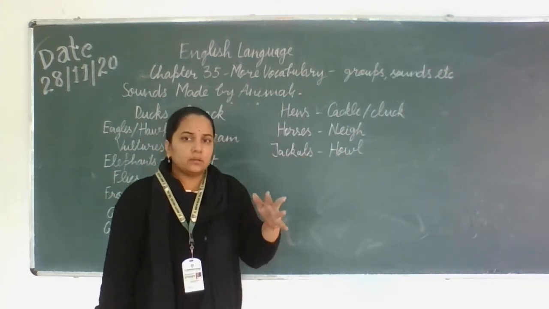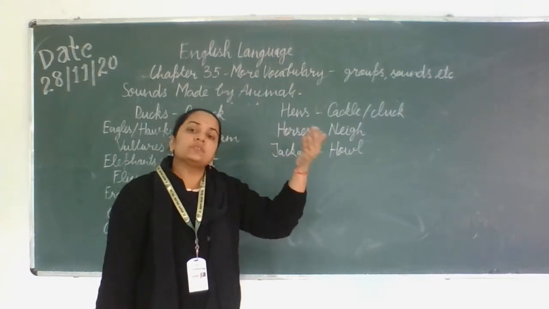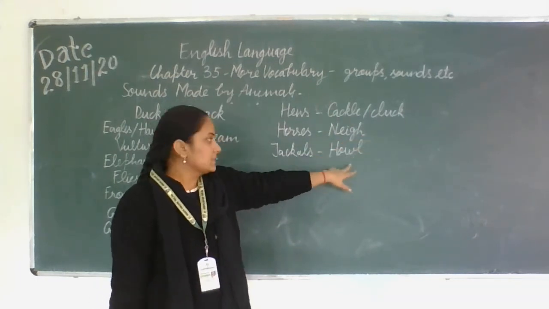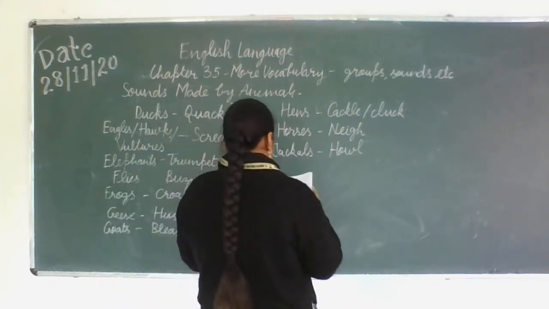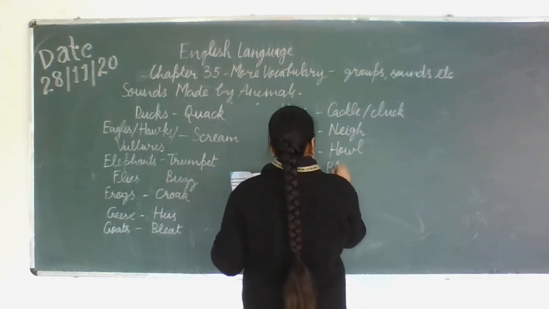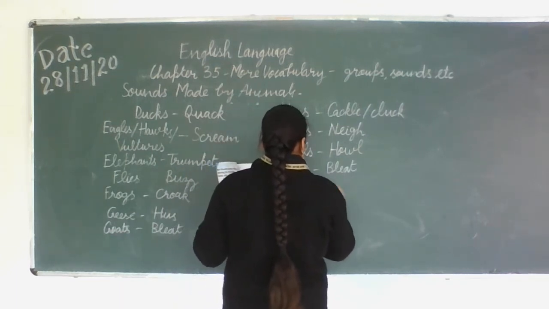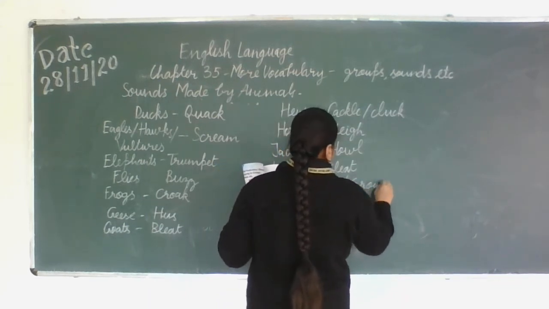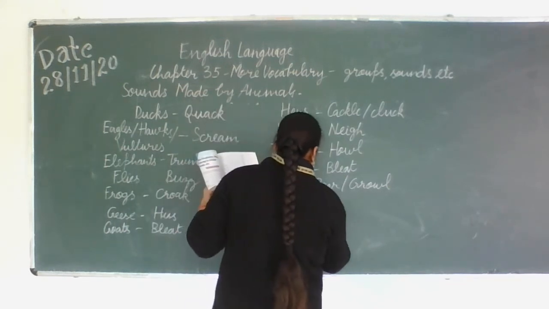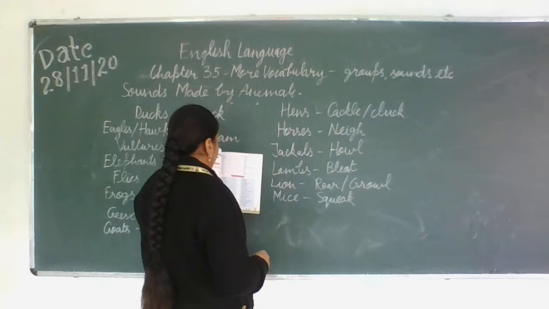So the dogs which are very big in size and resemble jackals, more towards the wild animals rather than the pets or the street dogs, for them we use this term. The next one is lambs. Bleat. Next, lion. Roar or growl. Commonly we use roar. Mice. Squeak. Mice is the plural of mouse.